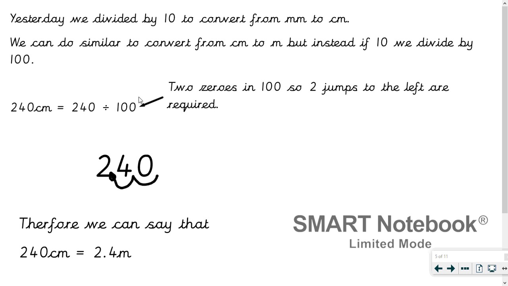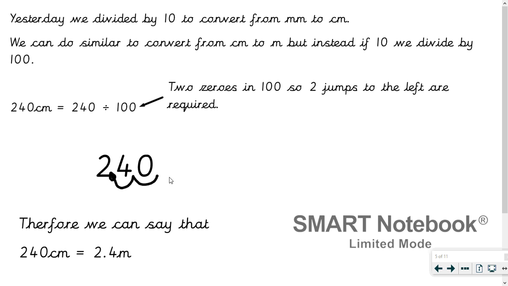There are 2 zeros there, so we are going to do the jumping method we like to use when we're talking about moving that decimal point. It's quicker. We can do a formal division method, but it's easier when we're dividing or timesing by groups of 10, 100, 1,000 to just move our decimal point. So yeah, 240 centimetres equals 240 divided by 100.